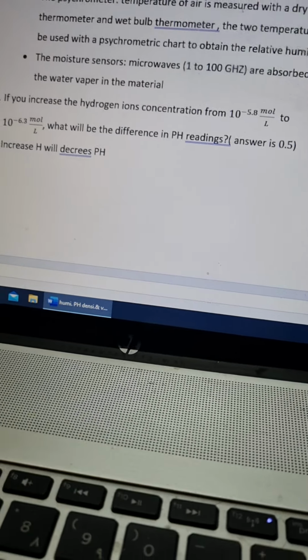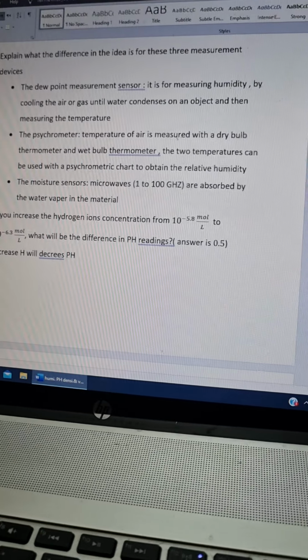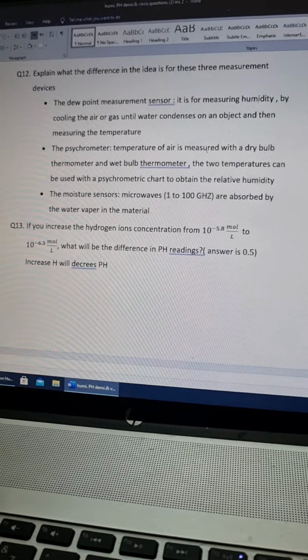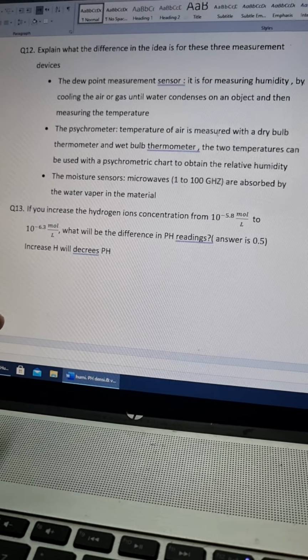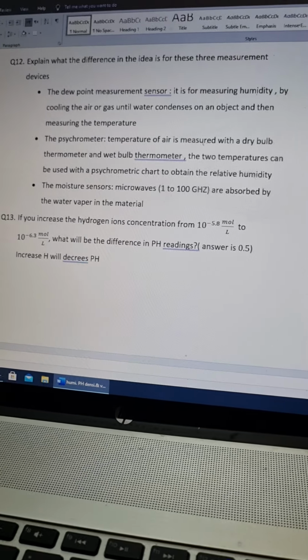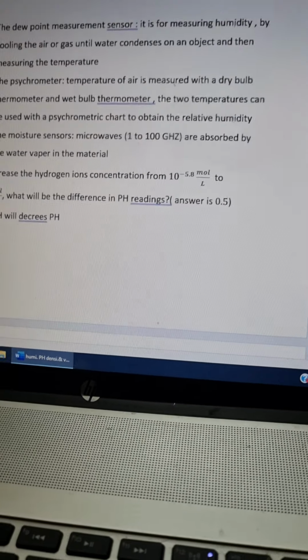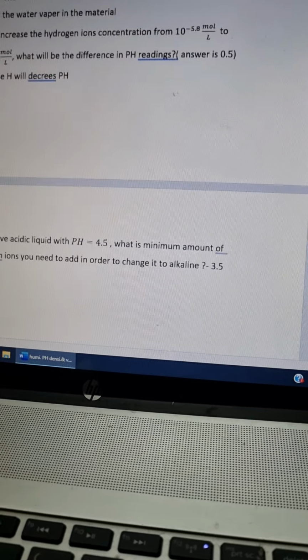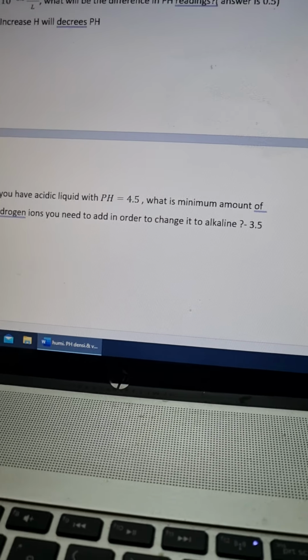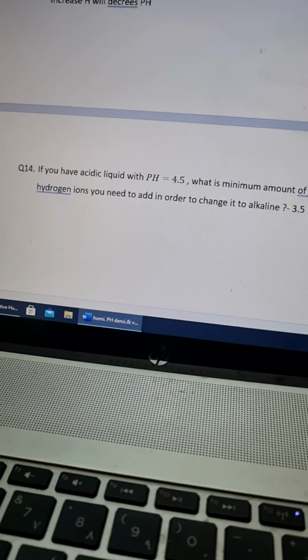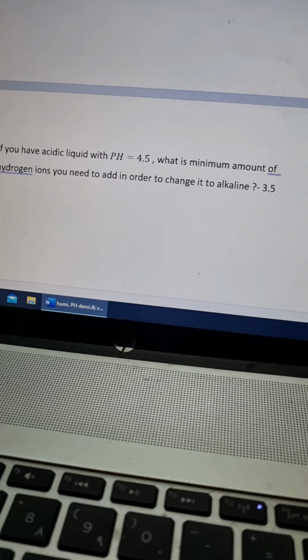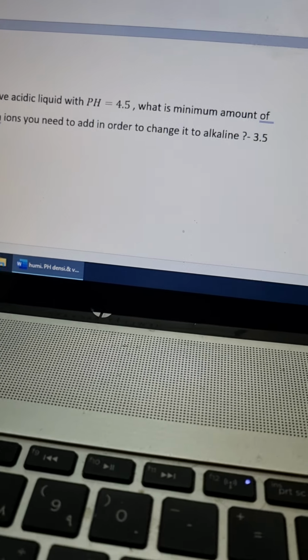And 13, the answer will be: if we increase the H, or the hydrogen ions, the pH will decrease. So that's the relation. Okay. For the last question, I have found the answer is -3.5.